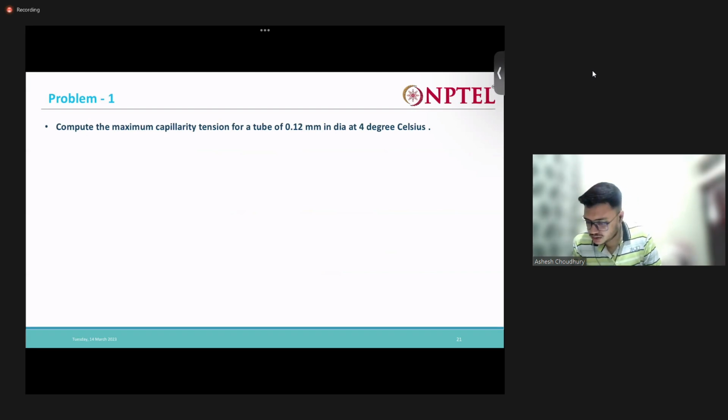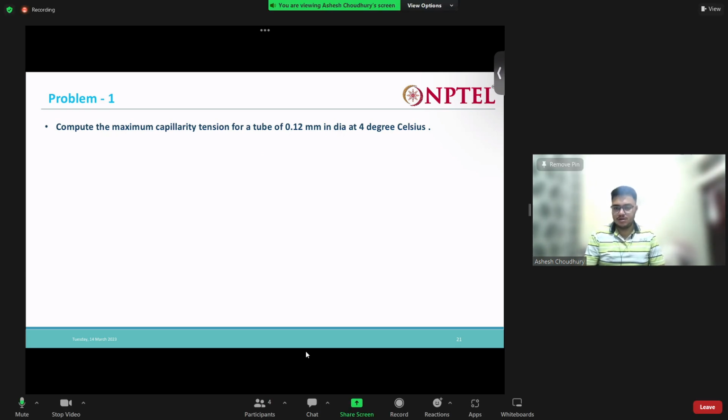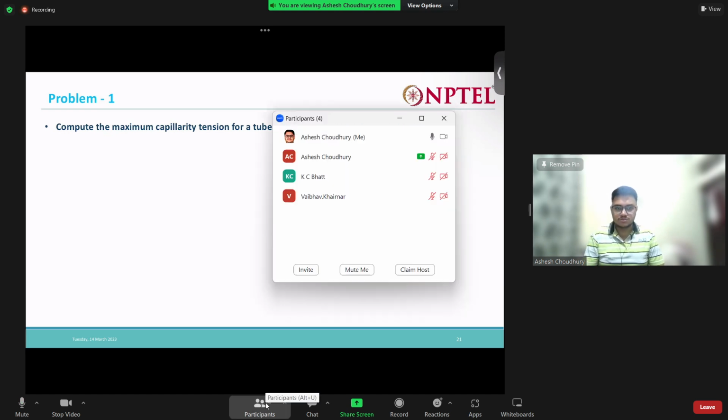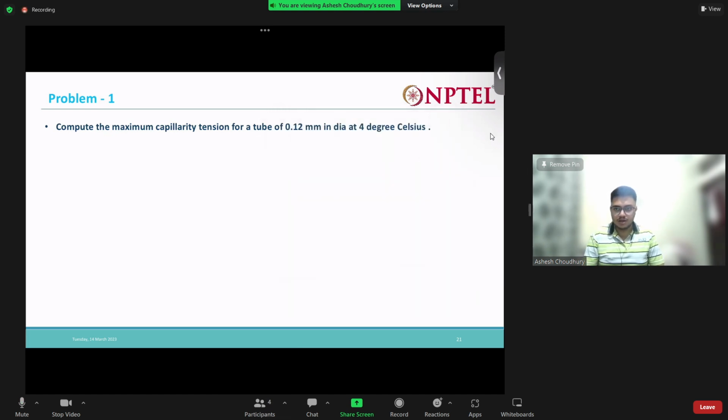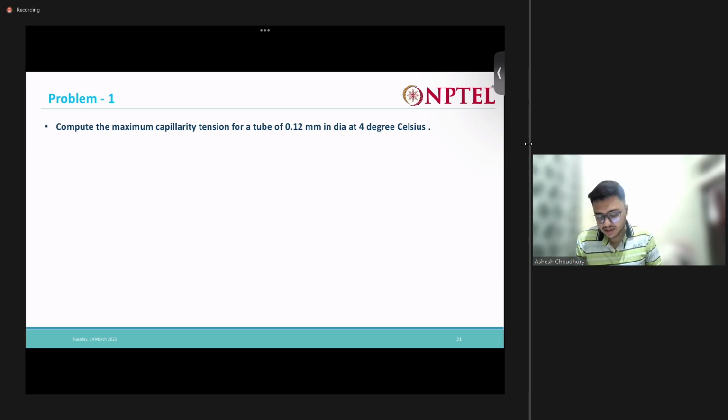Now let us start solving the problems. One or two problems are there from capillarity, then we will go into the consolidation part. My first problem is that we have to compute the maximum capillary tension of a tube of 0.12 mm in diameter at 4 degrees.